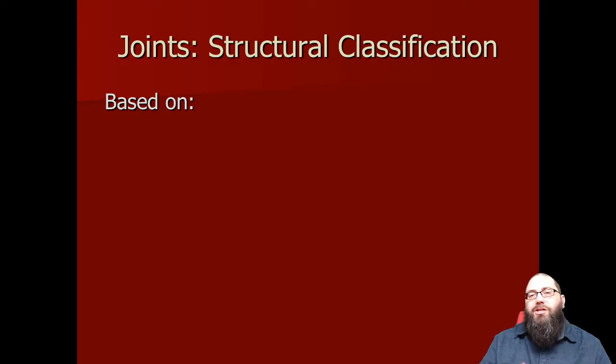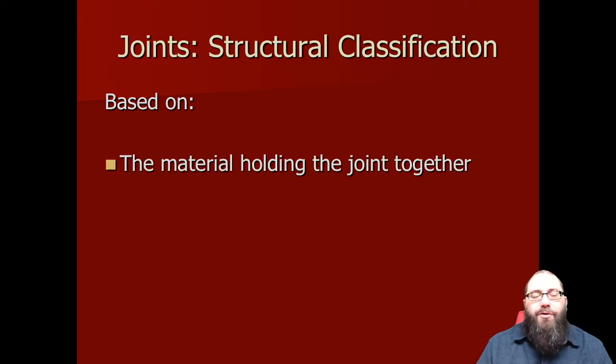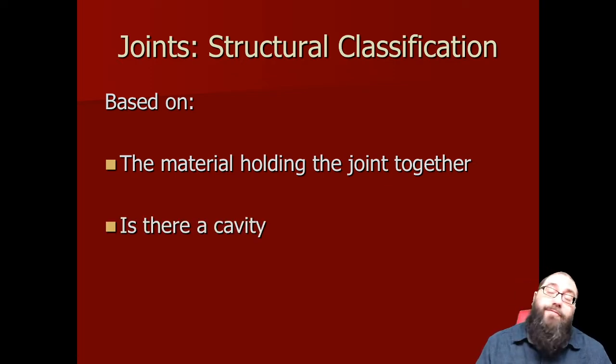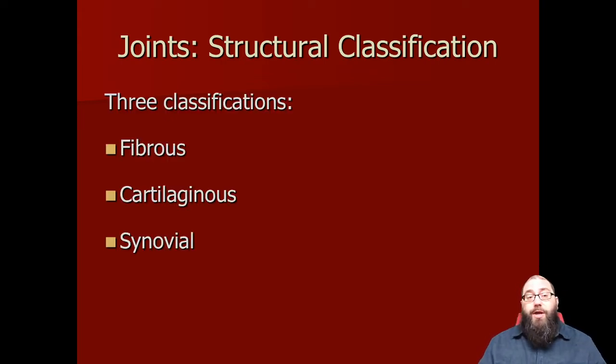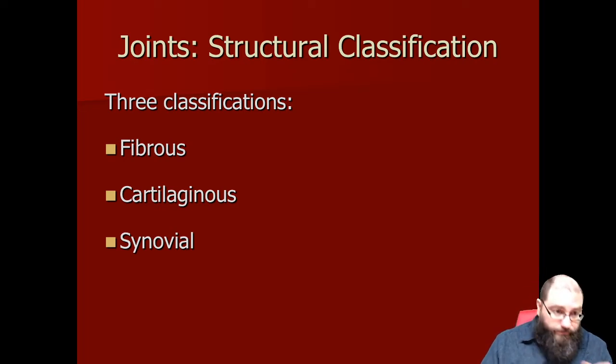The other classification is structural classification, i.e. what these bones or joints are made up of. So they're based on the material that's holding the joint together, and whether or not there's some type of fluid-filled cavity that provides cushioning inside that joint. So there's three classifications of structural joints. You have fibrous, cartilaginous, and synovial.